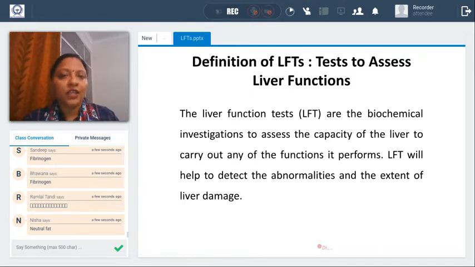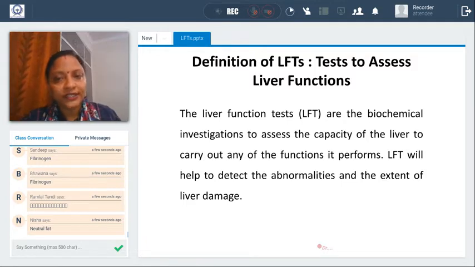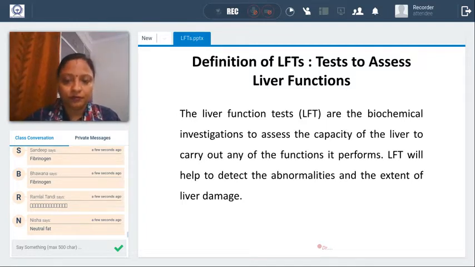What is LFT? Definition of LFT. In the simplest words, we can say it is a test to assess liver functions. In detail, we can say the liver function tests, LFT, common name, are the biochemical investigations to assess the capacity of the liver to carry out any of the functions it performs, like metabolic, excretory, detoxification, storage, and synthetic functions. LFT will help to detect the abnormalities and extent of liver damage.